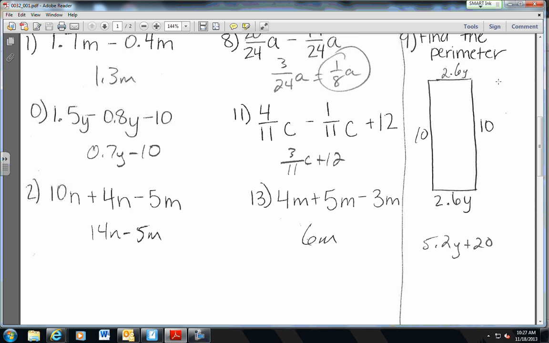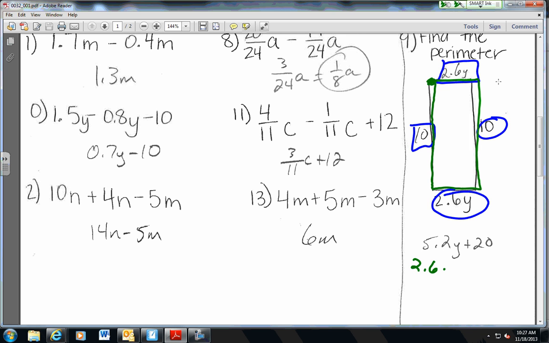Number nine, they're asking us to find the perimeter. So they give you just two sides. They give you this side, and then when I solved it, I wrote in this side here and this side. So perimeter is distance around. If this was a block, and you were walking around the block in the neighborhood, and you walked all the way around, it wants to know how far you walked. Well, you would add all four sides together. So you would add the 2.6y plus the 2.6y plus 10 plus 10.